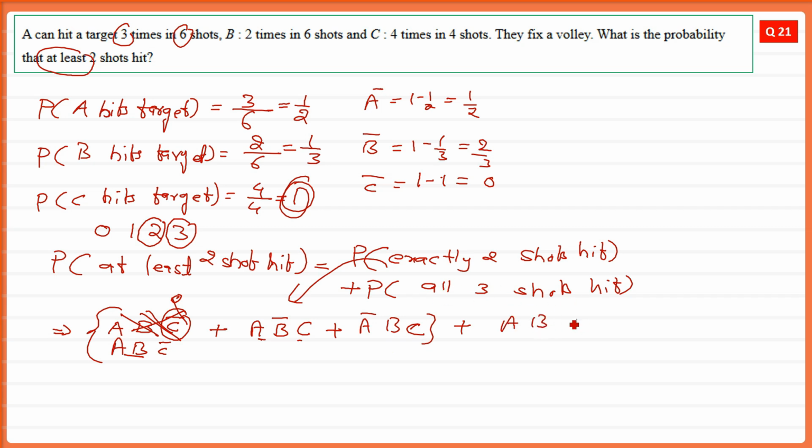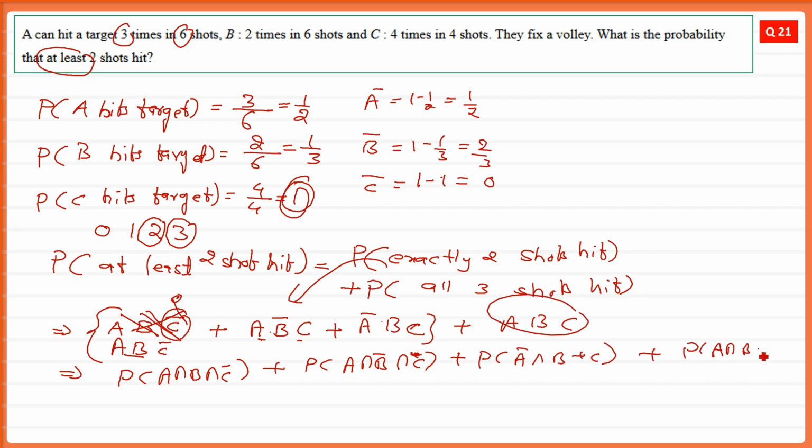Now for all the 3 shots, A, B, C, all are happening. So P of A intersection B intersection C complement, P of A intersection B complement intersection C. That will be our second term while we write the probability. So A, B, C naught; A, B naught, C; and third is A naught, B and C. Then the fourth one, which is all the 3 shots, P of A intersection B intersection C. Now since these are independent terms, we can write it as P(A) into P(B) into P(C bar), or P(C complement), P(A) into P(B bar) into P(C).